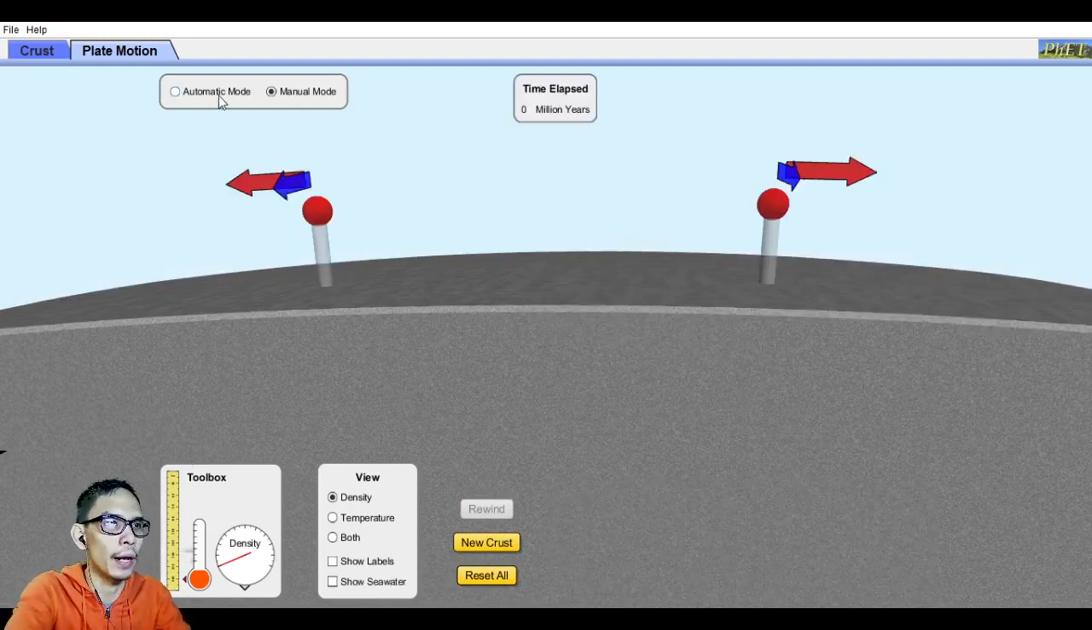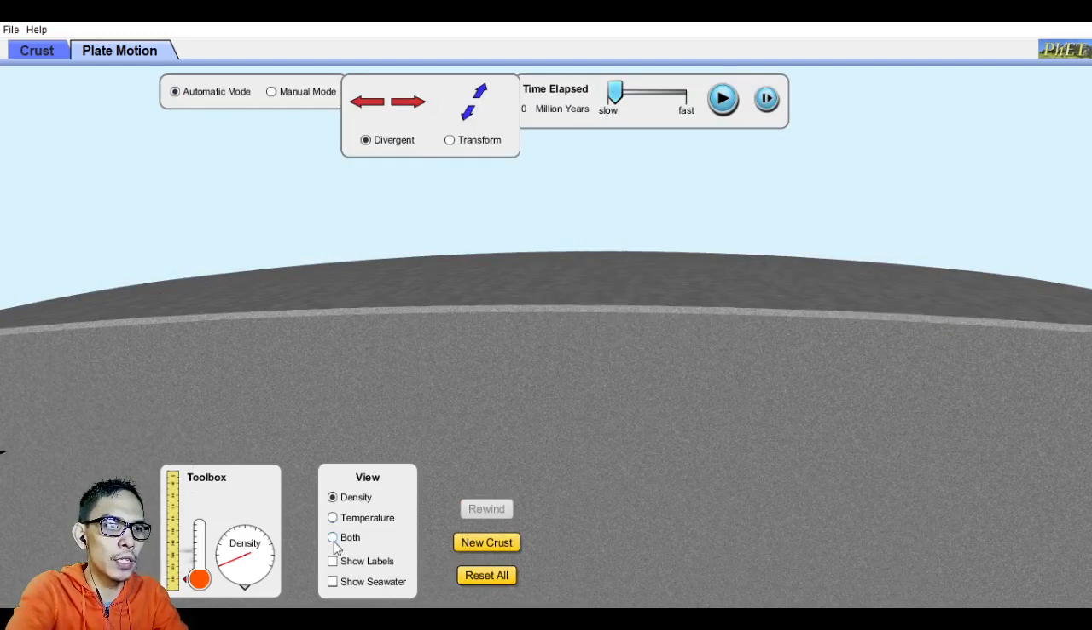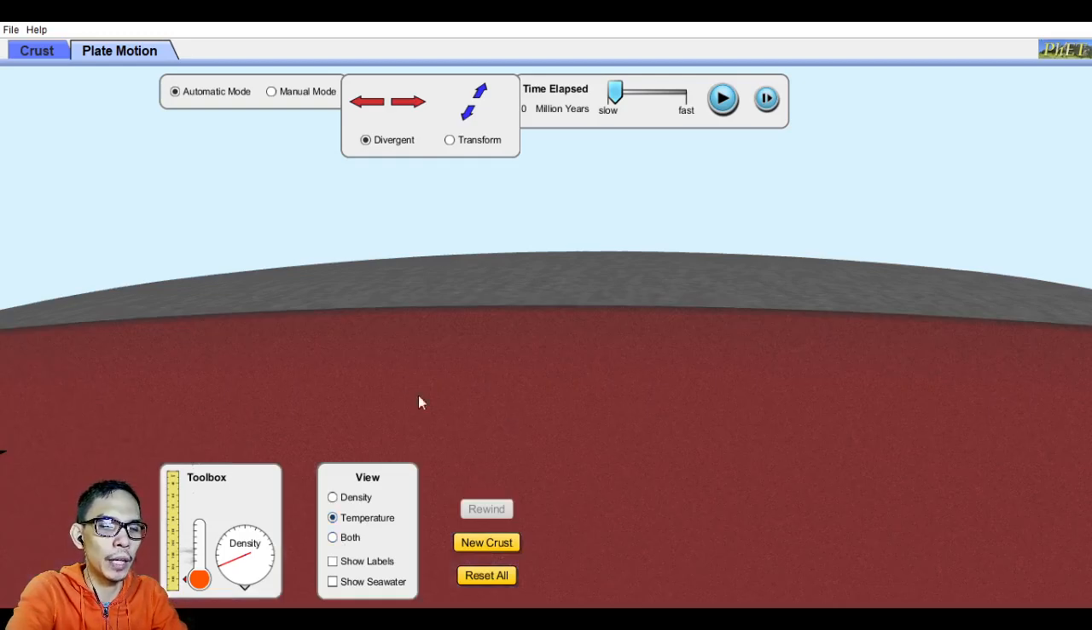There you have it. All right, so let's have two oceanic crusts over here, and let's put again the temperature for us to see. Now, in a divergent boundary underwater, it will form what they call spreading ridges. Take note of that: a divergent plate boundary that is underwater is called a ridge.